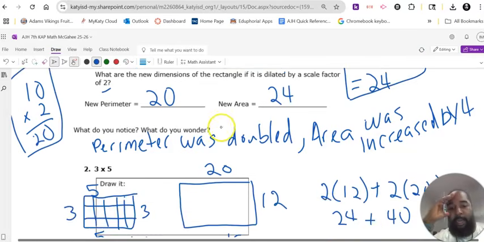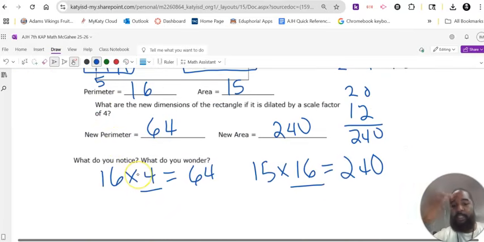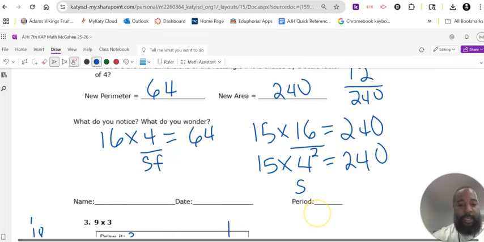Okay, so then let's look at this next one here. And my scale factor was 4, so 16 times 4 is 64, right? But 15 times 16, or 15 multiplied by 4 squared, is equal to 240. Okay, so what's happening here is that it's scale factor squared. Okay, so I'm going to write this as SF, and then this one I'll write as SF squared.